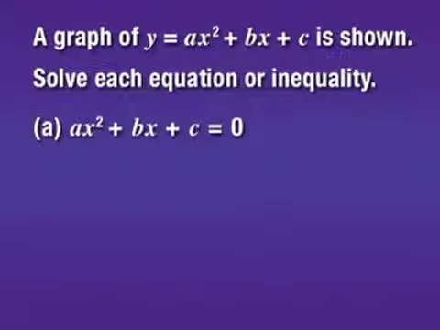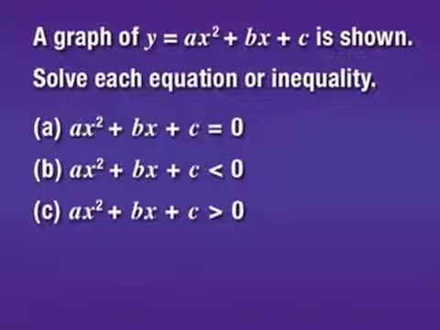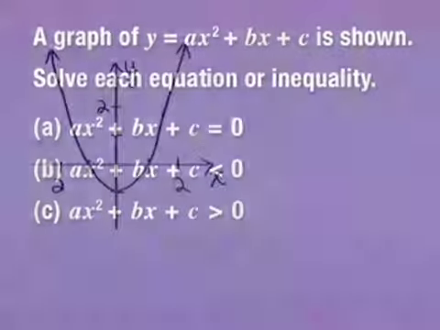A, ax squared plus bx plus c equals 0. B, ax squared plus bx plus c is less than 0. And C, ax squared plus bx plus c is greater than 0.